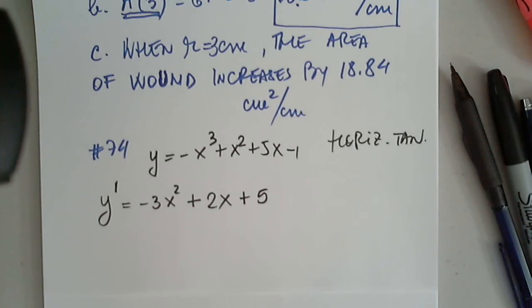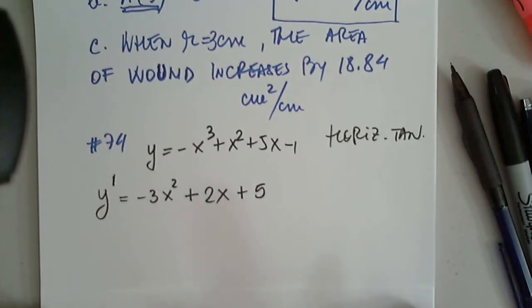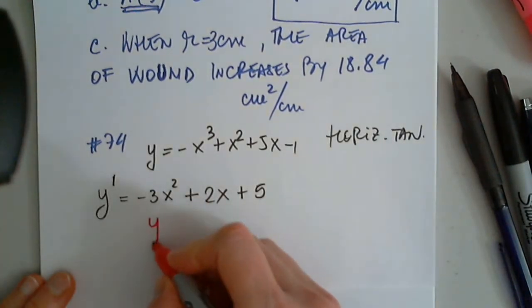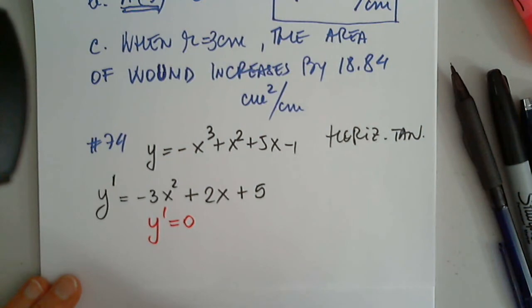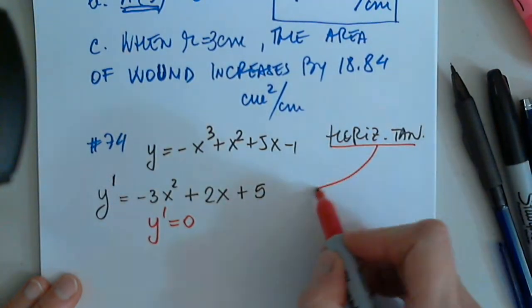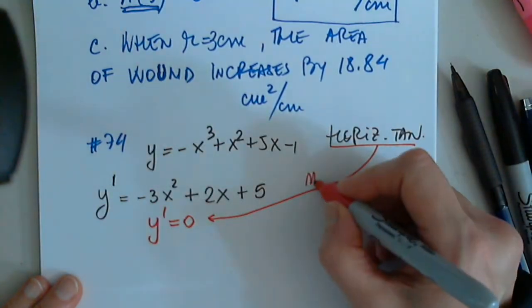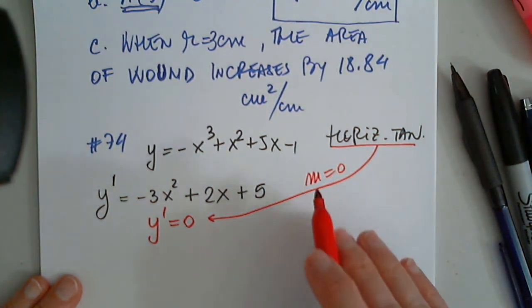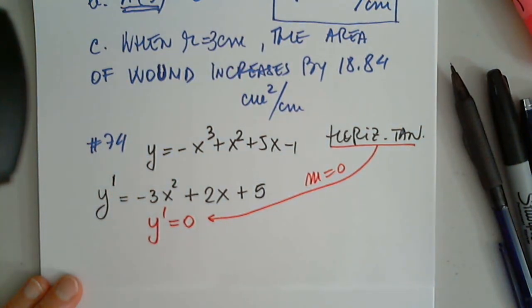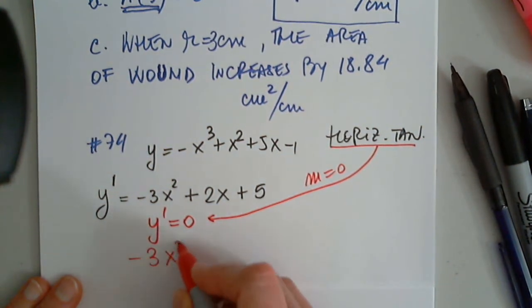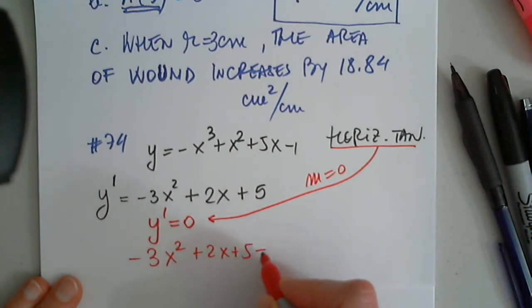So that's our first step. We determined the derivative. Now what am I doing next? You want to factor it. But what is the reason? What is my target? You need to equal it to 0. Yes. Y prime must be equal to 0 because that's what a horizontal tangent means. Any horizontal line has a slope 0. The slope or the rate of change is the derivative. So that's why we have negative 3x squared plus 2x plus 5 set equal to 0.